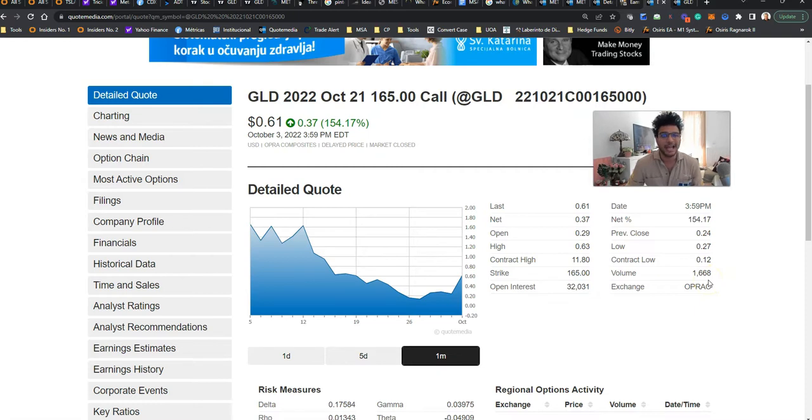Someone knows something, and we're not going to fight them. We're just going to join them. Probably the Wall Street elite. So, contract high, $11. Do I think it's going to get there? No, but there's a nice guidance.